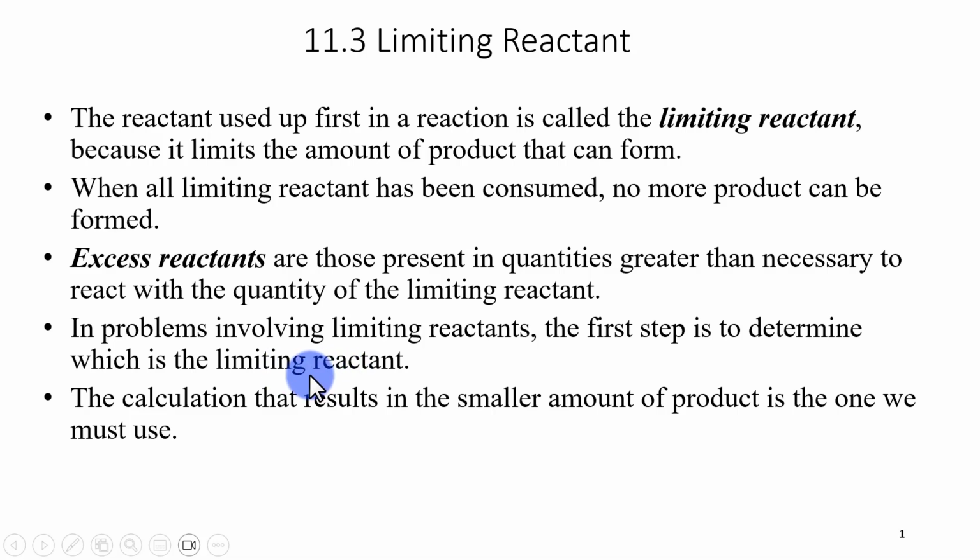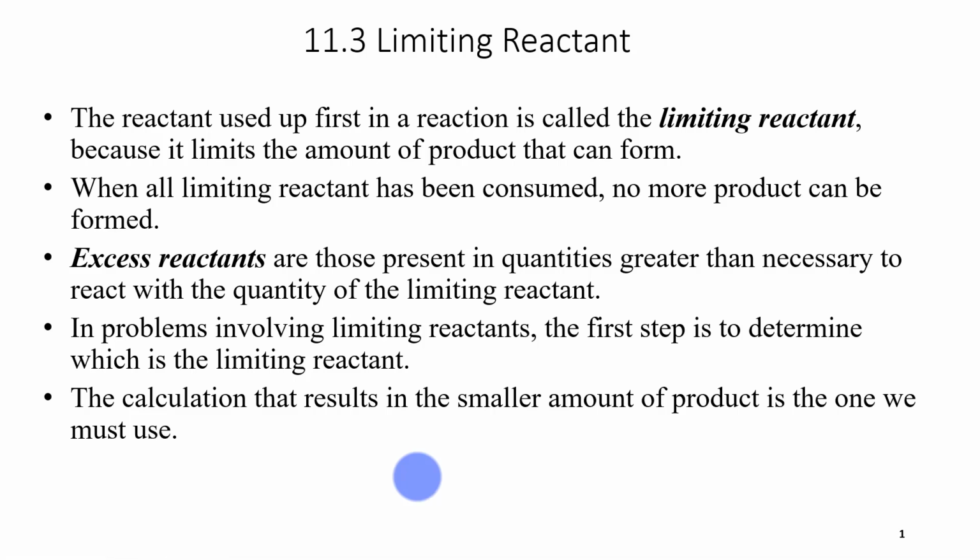You will recognize these problems when you have amounts in grams or in moles given for both reactants. If only one reactant is given to you, then that implies the other one will be in excess. But if you have amounts for both reactants, whether in grams or in moles, that is an indication that you have a limiting reactant problem, and the first thing you need to do is determine which one is going to run out faster.